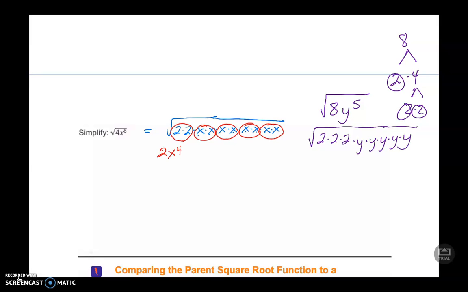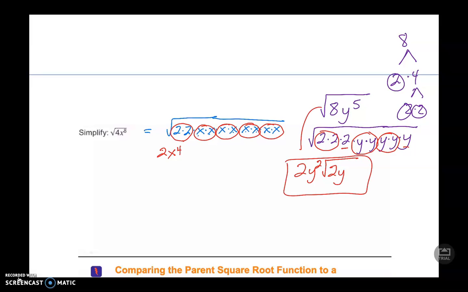So the same principle applies. For every pair underneath, 1 comes out. So I've got 1 2. Now this 2 has to stay underneath the radical. And then I've got two pairs of y's, so that's going to be y squared, and I still have a y. So we still have, underneath the radical, a 2y, and that is this one's simplest form.